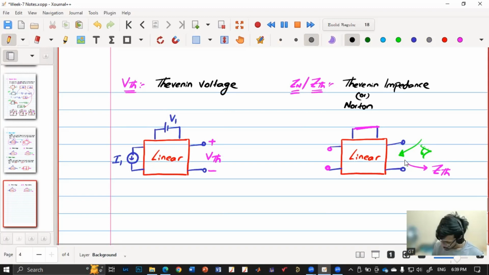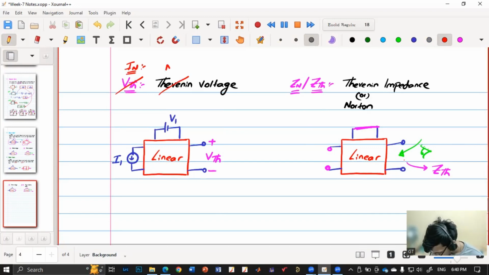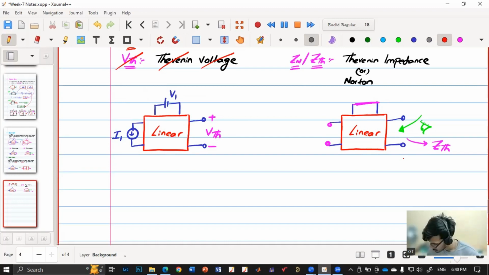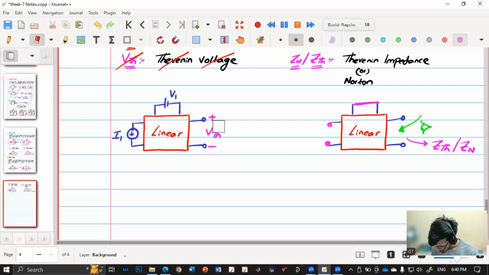And here we have, so I'll write in this way so that you can correlate easily. So here we have IN, which is also called Norton's, not voltage, current. Okay. So in the case of Thevenin, it is voltage. In the case of Norton, it is current. And both impedances are same. So this is either ZTH or Zn, whatever way you're interested to write. And this Thevenin voltage, because it is a voltage, it is open.